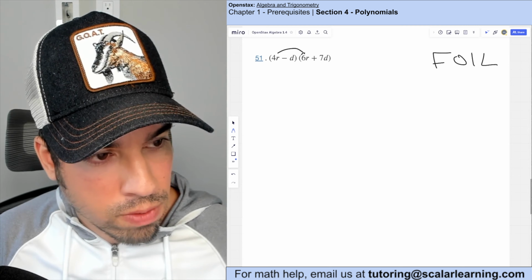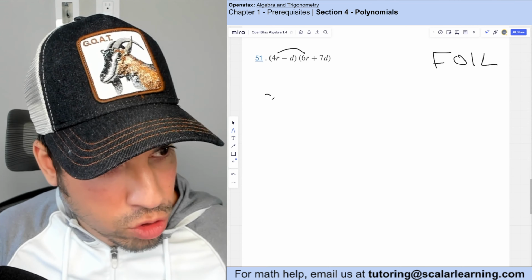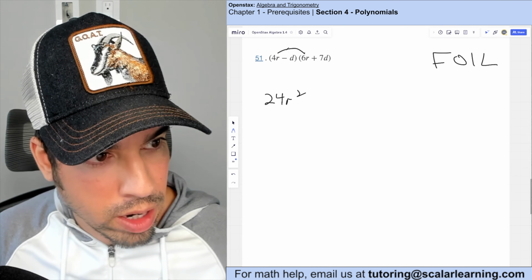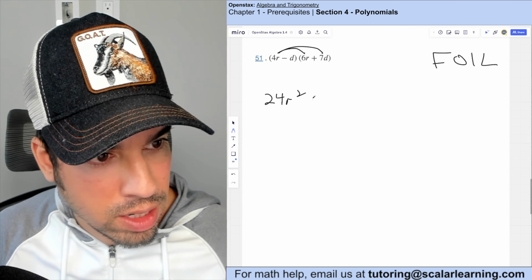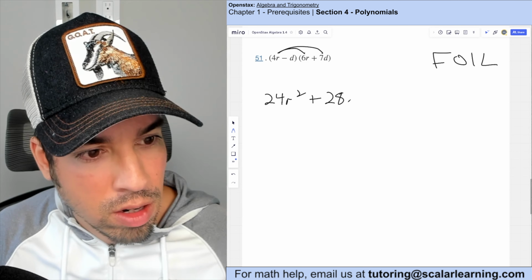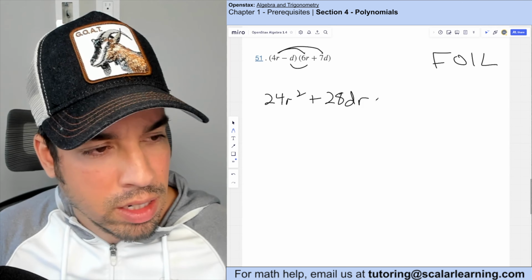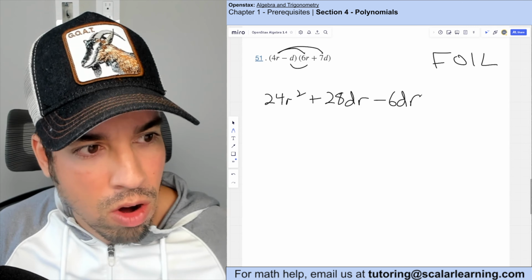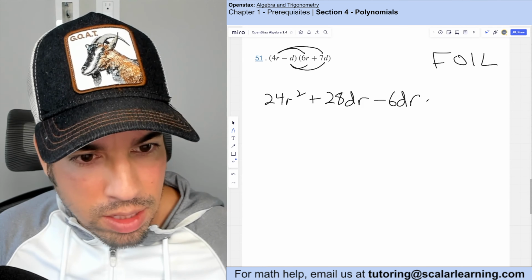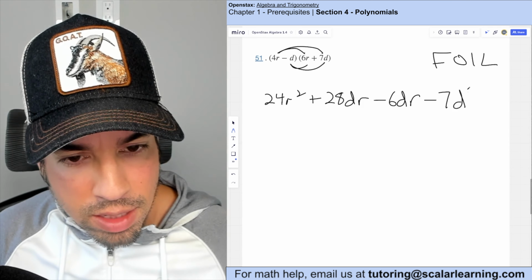Now we're going to FOIL. First, 4r times 6r is 24r squared. 4r times 7d is 28dr. Negative d times 6r is minus 6dr. And negative d times 7d is minus 7d squared.